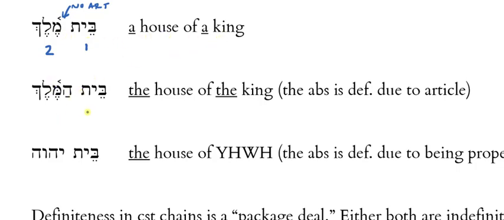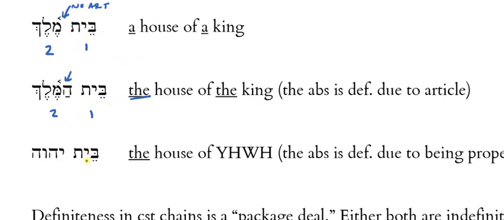Now I'm going to change this in one particular way in the next example. Beit is still thing 1. I cannot put the article on it. It's not allowed in Hebrew. But notice that I do have an article here on thing 2. If thing 2 is articular and definite, then that makes thing 1 definite also. So Beit HaMelech is not a house of the king, but the house of the king. So thing 2 makes the whole thing definite. Thing 2, if it's not articular, makes the whole thing indefinite.